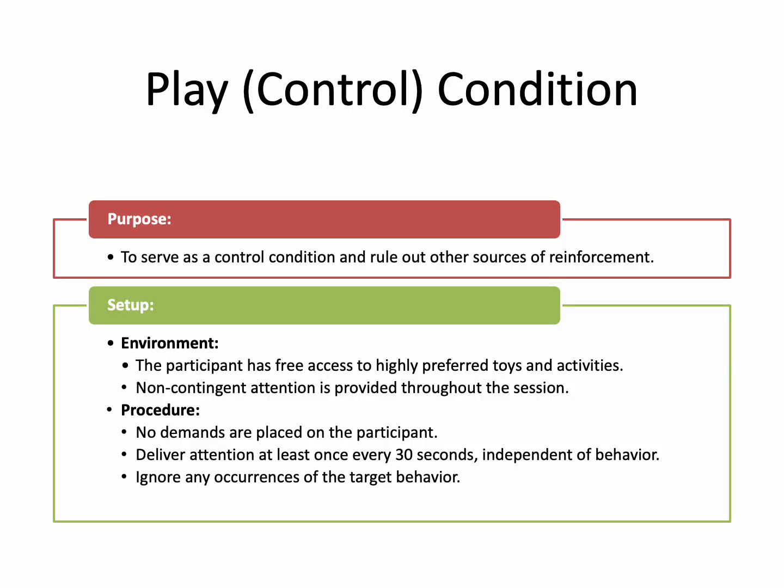Finally, let's look at the play condition, which serves as our control condition, meaning that within this condition, we are trying to rule out all the different sources of reinforcement that a behavior could be occurring for. We want to make sure that we're providing access to tangibles, we're providing attention non-contingently and frequently throughout the session, and that there are no demands placed on the participant. And then within the play or control condition, what we should see is no instances of problem behavior as long as the behavior is not maintained by automatic reinforcement.